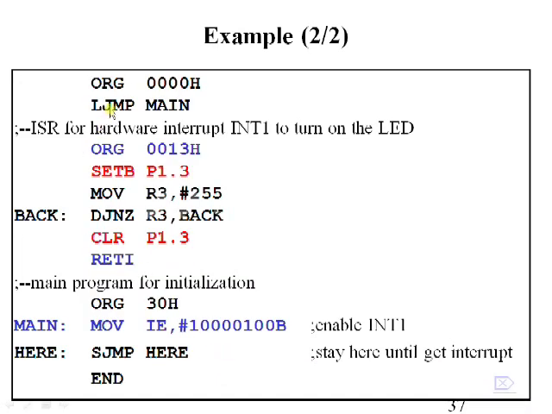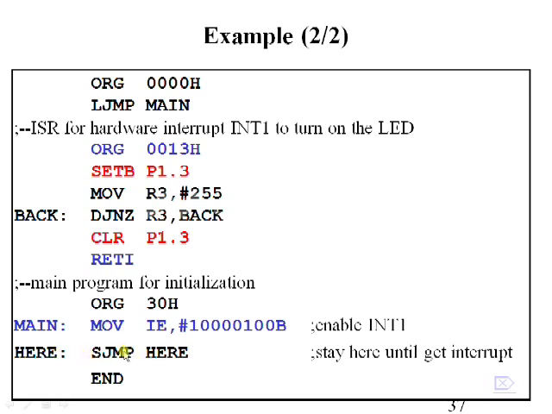So as I told you, we have to bypass the interrupt vector table. For that we have to use ljmp main. So now the main program gets executed. Here I am enabling all the interrupts, and one particular interrupt is enabled, that is INT 1, and then sjmp here. So I am executing this instruction until I get an interrupt.